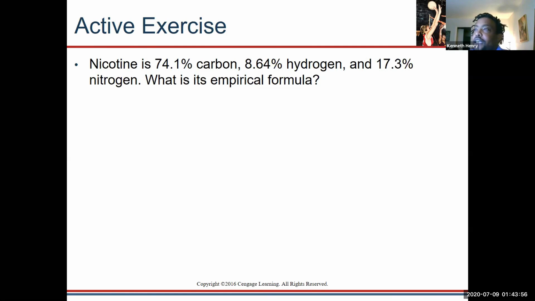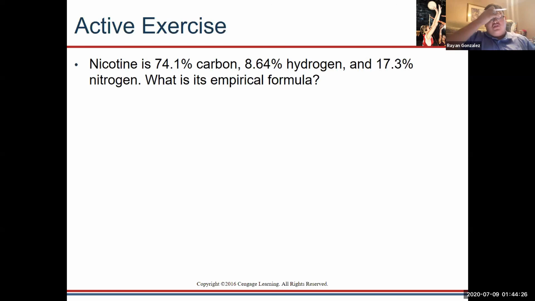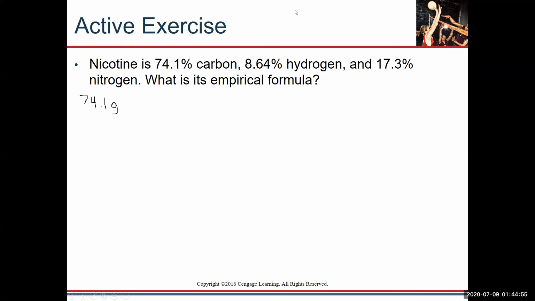Okay, so here's the question. It says nicotine is 75.1% carbon, 8.64% hydrogen, and 17.3% nitrogen. What is the empirical formula? Well, you're going to use dimensional analysis again, I believe. So you have to first identify your givens and what elements you'll be working with. We know we're working with carbon, which is 74.1, and then hydrogen, which is 8.64 grams per hydrogen.